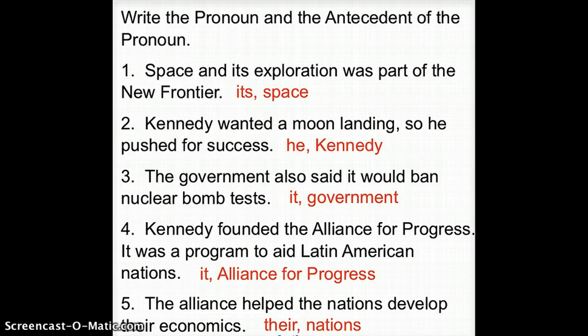So hopefully you've learned now about what pronouns and antecedents are, and that every pronoun needs a clear antecedent, otherwise the speaker or the reader or the listener would be very confused about what you were talking about.